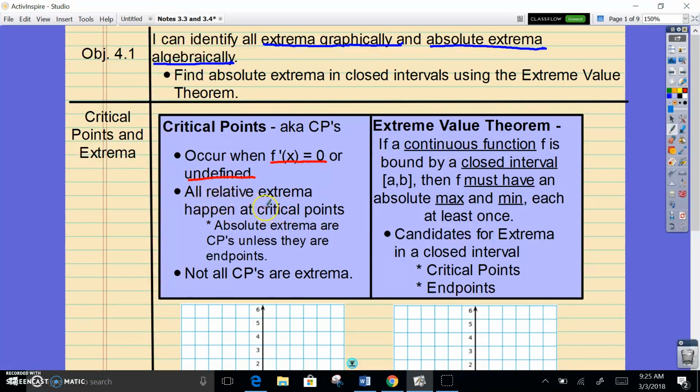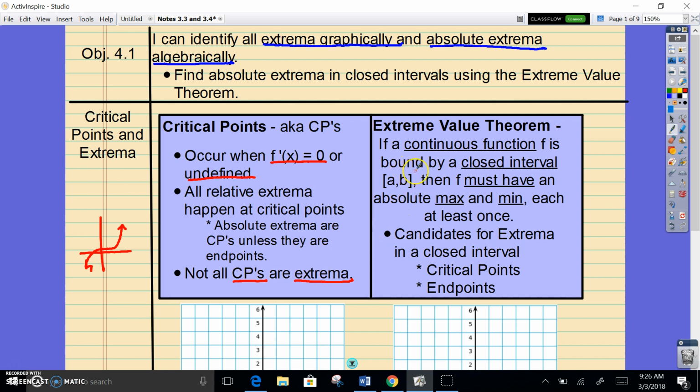All relative extrema will happen at critical points. Now, absolute extrema can happen at critical points, but if they happen to be an endpoint, then that's why we don't just say all extrema. We refer to relative. But absolute extrema, if it's not an endpoint, will also be a critical point. But something really important is that not all CPs are extrema. You can have CPs, for instance, something like a cubic, where it flattens out, but does not necessarily have an extrema. So that's an example where a CP would not be an extrema.